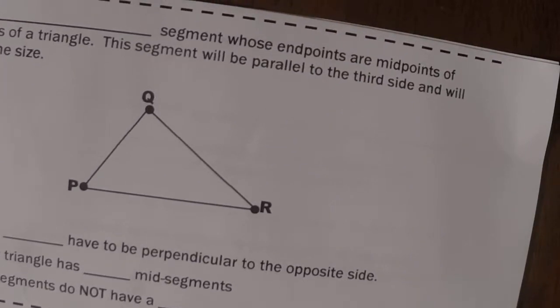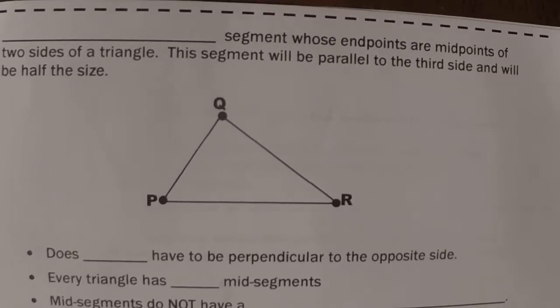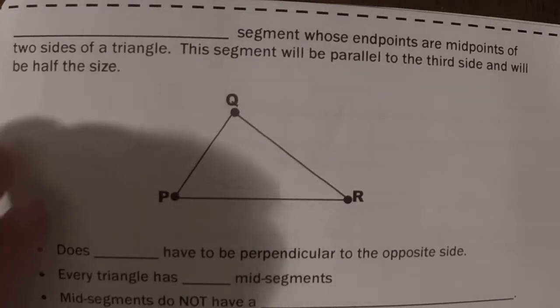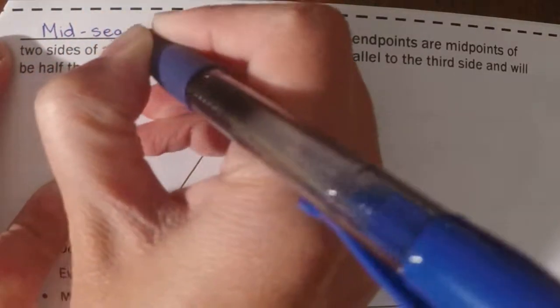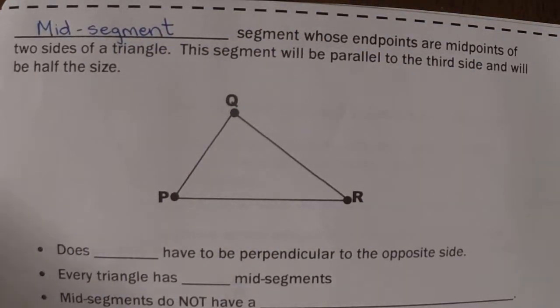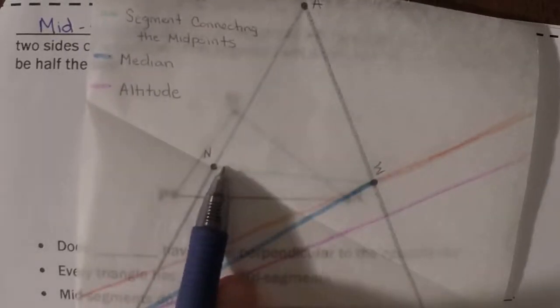All right. So the last thing that we need to talk about, it says the segment whose endpoints are midpoints of the two sides of a triangle. And it says this segment will be parallel to the third side, and it will be half the size. And this is called a mid-segment. Or on your lab, we called it the segment that connects the midpoints. It was the green line on your lab.